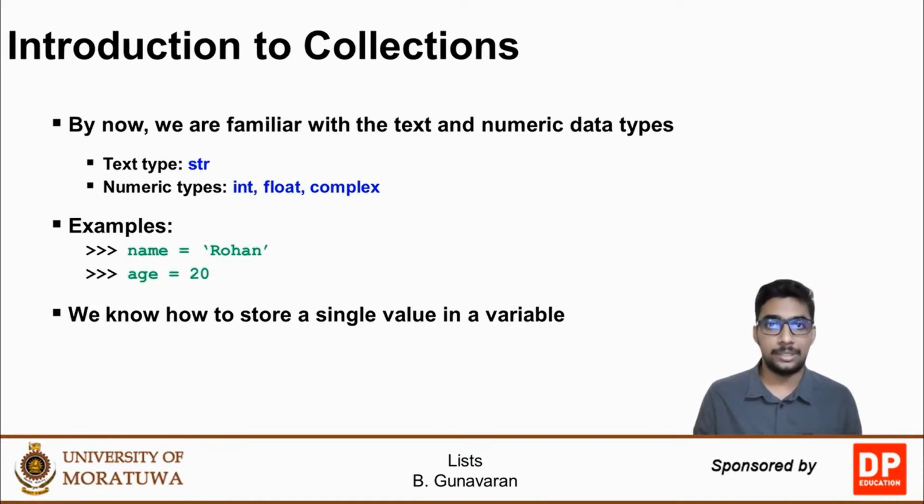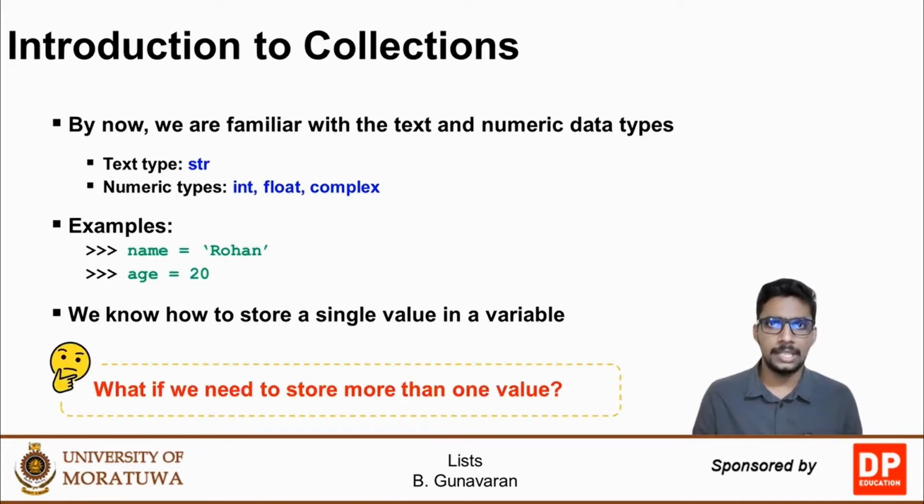If we take a closer look at it, we only know how to store a single value per variable. An important question you have to ask at this point is, what if we need to store more than one value per variable? Please pause the video and take a moment to think about it.